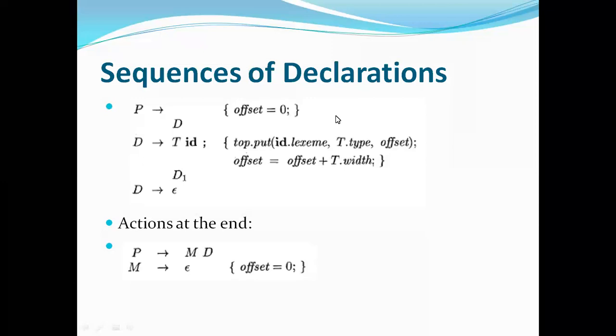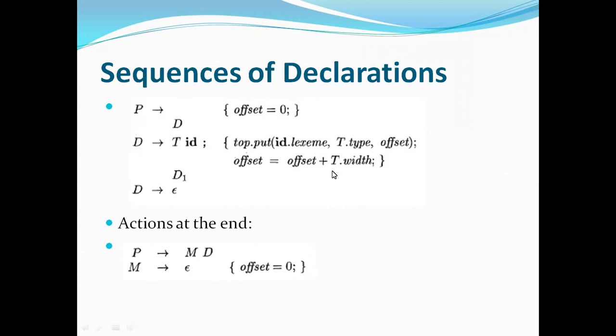Initially, by taking the grammar and the set of rules under the grammar, the value of offset is set to 0. Make a note of this. The value of offset is set to 0. The computation of offset is done using the formula offset = offset + T.width. What is this T? T is a node here.